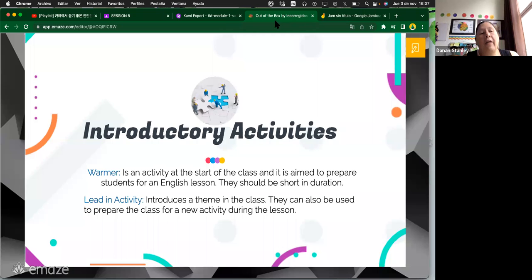But the warmer and the lead-in are going to be present in every single class. At the very beginning of the session, as a class routine, I'm going to have a warmer. It is the way I'm going to start my class. I know that some of us start probably by calling the roll or checking the homework or whatever.